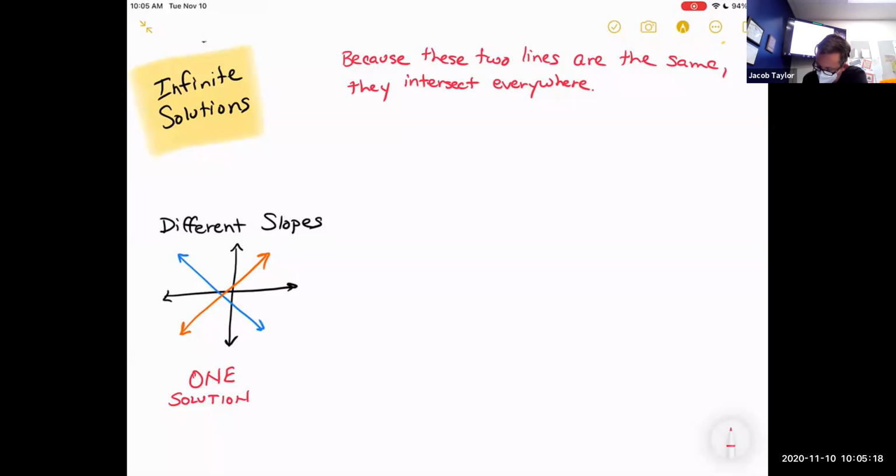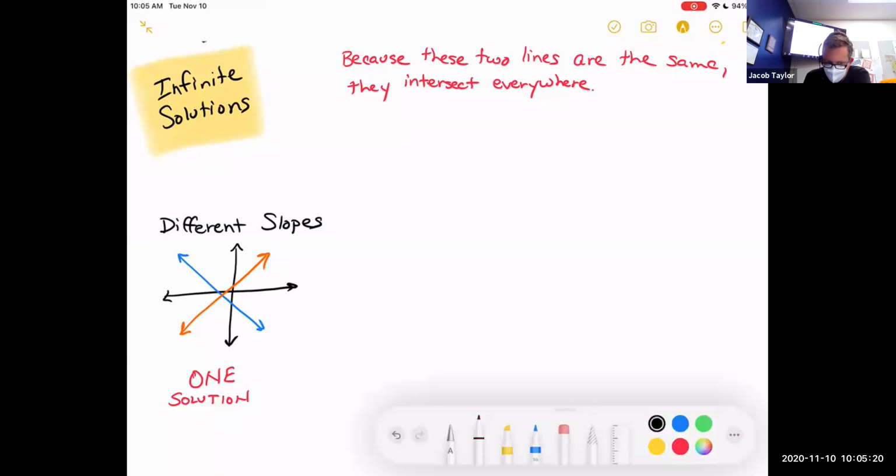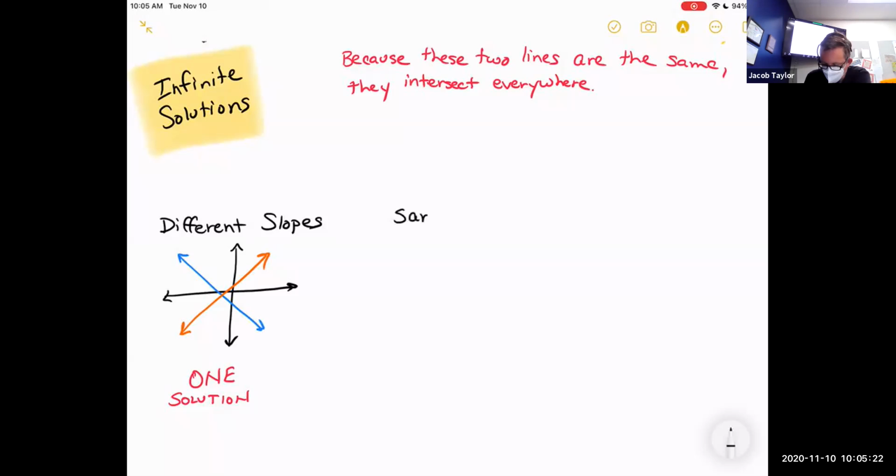Possibility number two is they have the same slope, but different y-intercepts. Good.